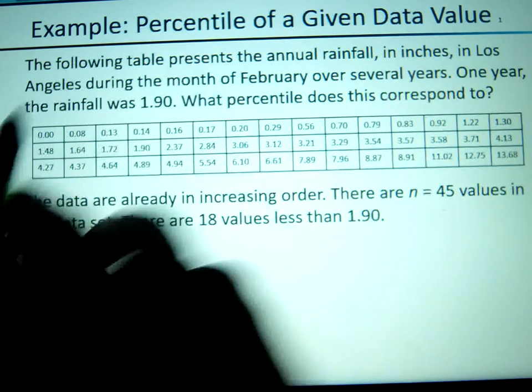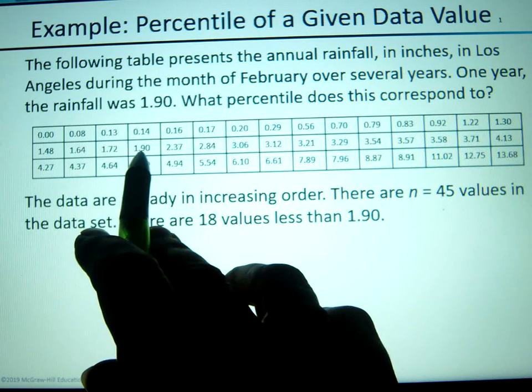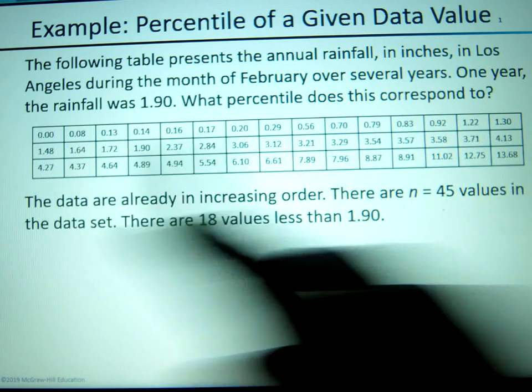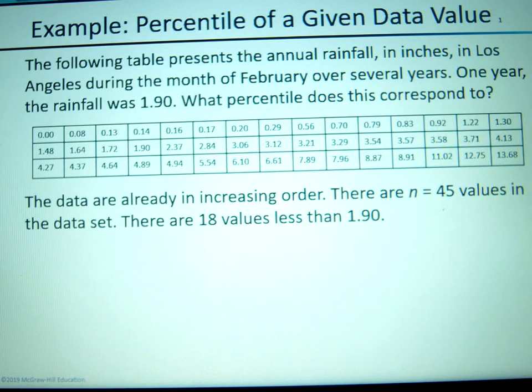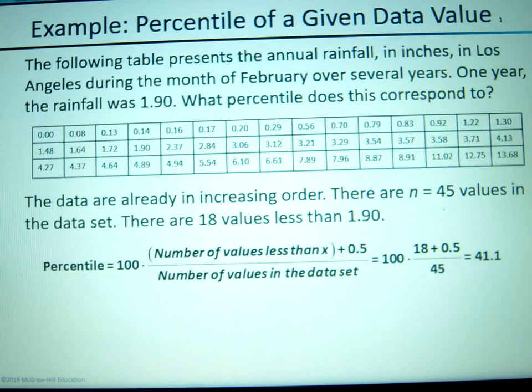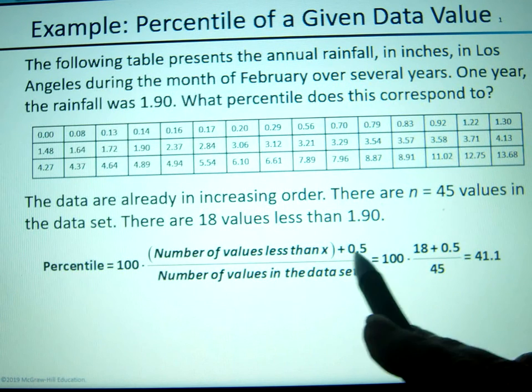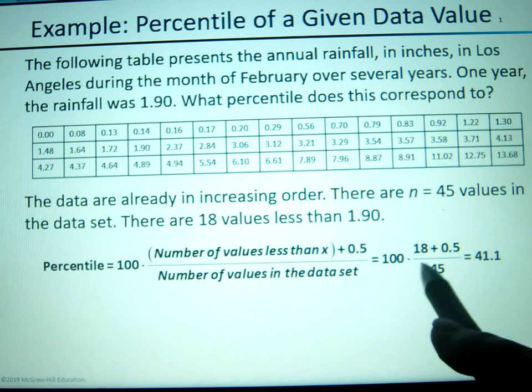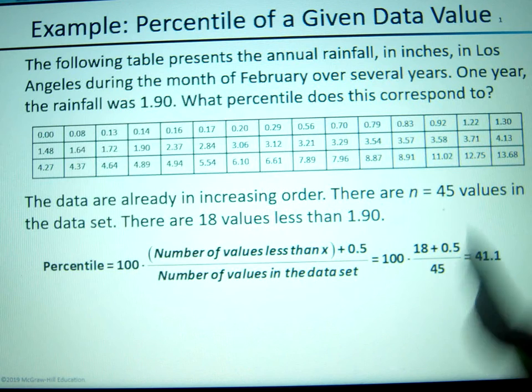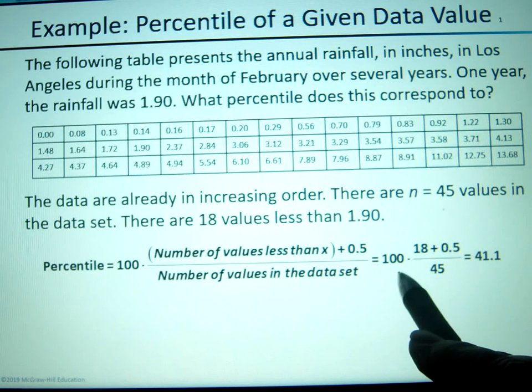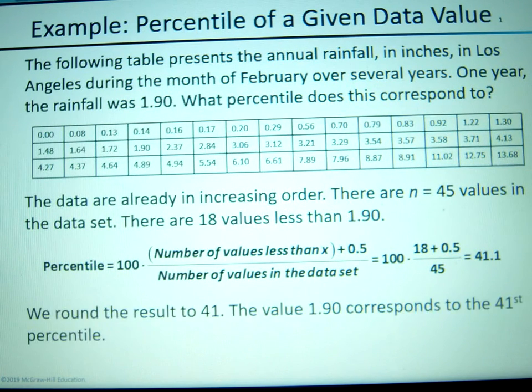So I'm looking around here and I see 1.9 here. So I have to count all these. I know there's 15 up here, 16, 17, 18 values less than that. So I'm going to take 18 plus a half. Notice that it is always plus 1/2. Divided by 45, and then after I do that, I'm going to multiply it by 100, and I will see that we round the result to 41. The value of 1.9 corresponds to the 41st percentile.